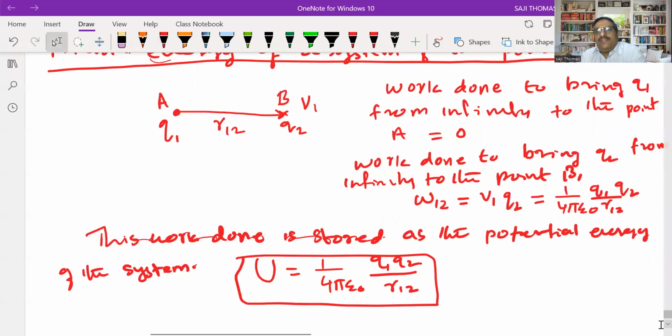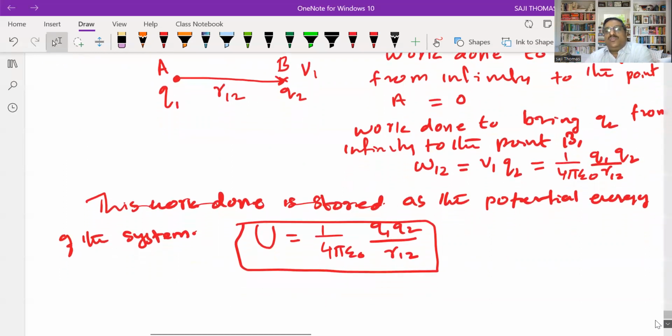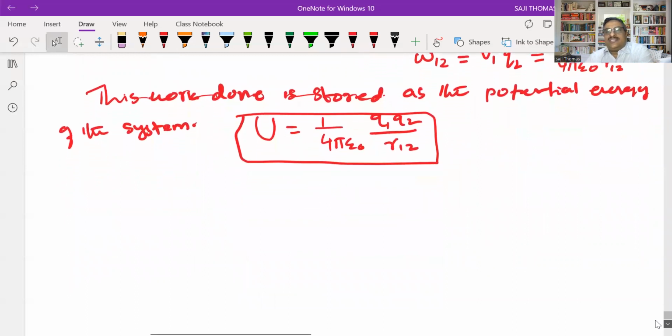Now we will find the potential energy of a system of 3-point charges. What is the definition of the potential energy of a system of charges? It is the amount of work done to assemble the charges from infinite separation to the present configuration. That is equal to the potential energy of a system of charges.